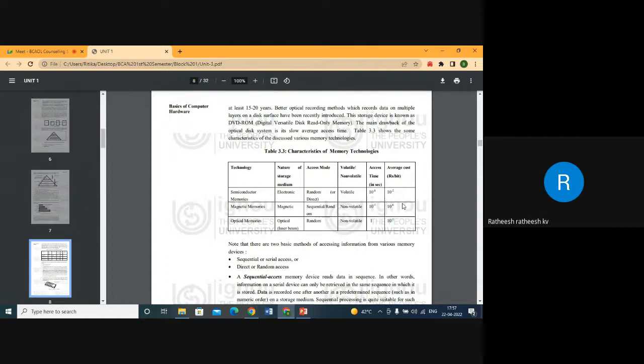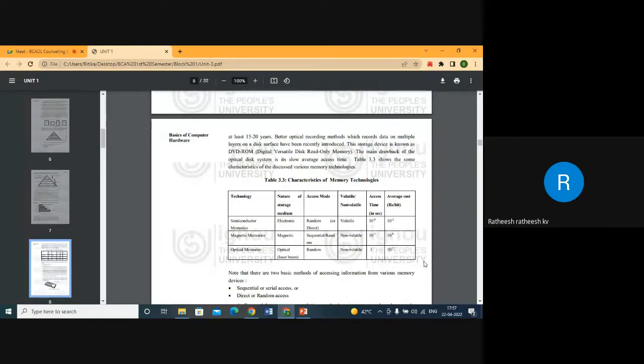Ma'am, how about SSD? SSD will be nearer to 10 to the power minus 3 or something. I don't know exactly what the speed of SSD is, but access time will be 10 to the power minus 3 or 4, I guess.